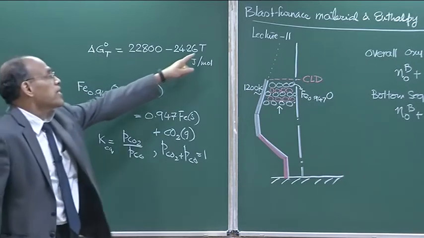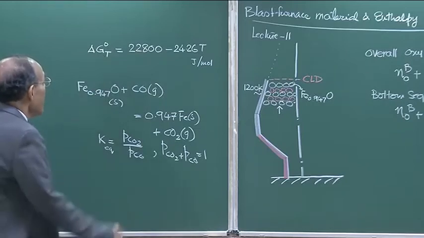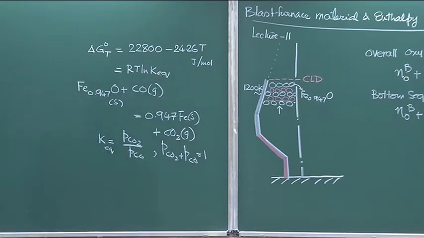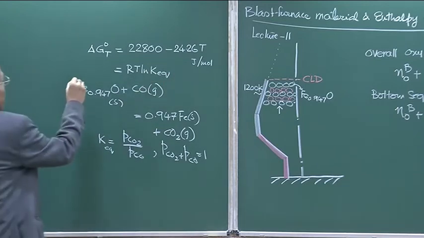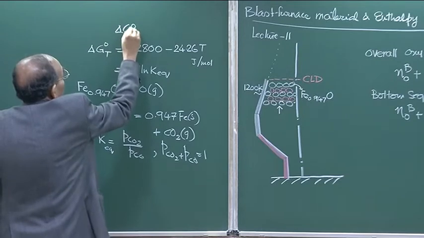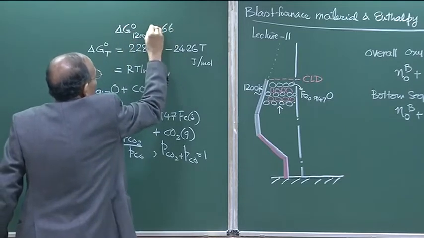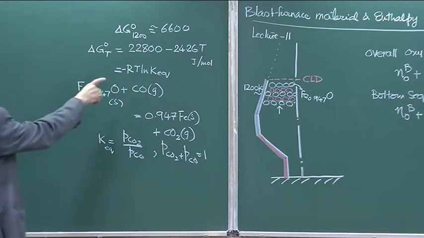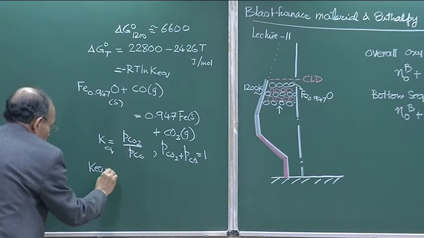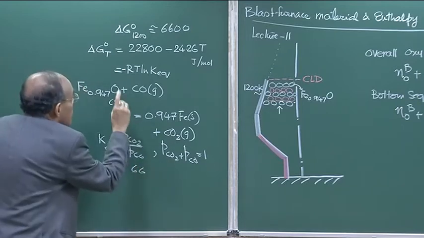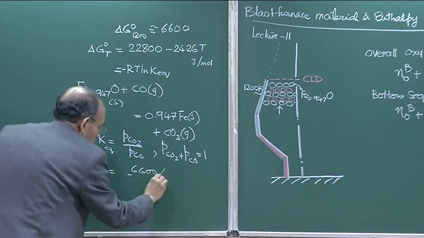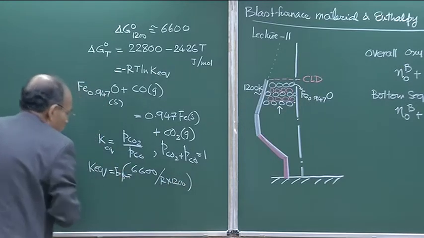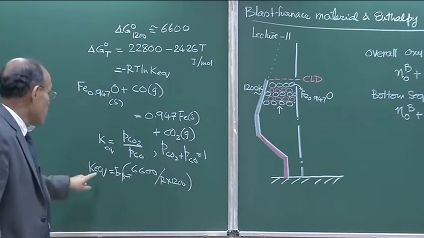So, substituting T is equal to 1200, we should be able to get the value of delta G naught, and this delta G naught is equal to minus RT ln K equilibrium. If you substitute T is equal to 1200, the delta G naught value will come out to be something around 6600 approximately, and then we can write down that K equilibrium is equal to exponential of 6600 approximately divided by minus R into 1200. We can put the gas constant value. So, substitute the value of R, and you can get the value of K equilibrium.